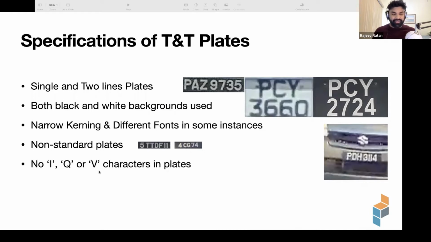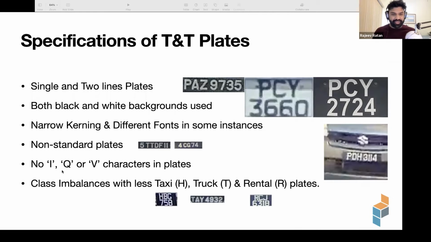Also, we have no I, Q, or V characters in our plates because they can be confused with other letters, which is a good thing. Very progressive thought from years ago. But also, we have a class imbalance with our plates because, like 99% of plates, well, maybe not 99, but 80% of plates are P plates. And then T plates are quite popular. It's trucks. H is not that common because we don't have that many registered taxis. And rental plates are very rare. You might get like 1 out of every 200 might be a rental plate, at least in our data set. That was the occurrence or the frequency.